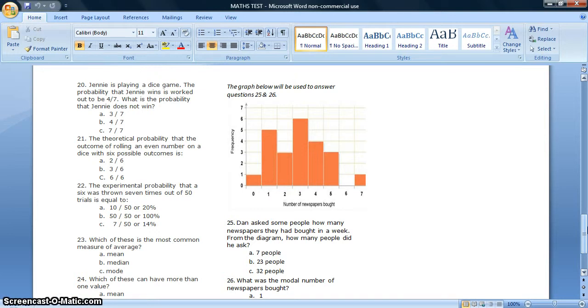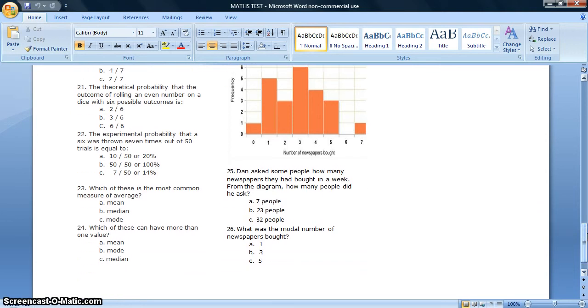Question 21. The theoretical probability that the outcome of rolling an even number on a dice with 6 possible outcomes is A. 2 out of 6, B. 3 out of 6, C. 6 out of 6. Question 22. The experimental probability that a 6 was thrown 7 times out of 50 trials is equal to A. 10 out of 50 or 20%, B. 50 out of 50 or 100%, C. 7 out of 50 or 14%.